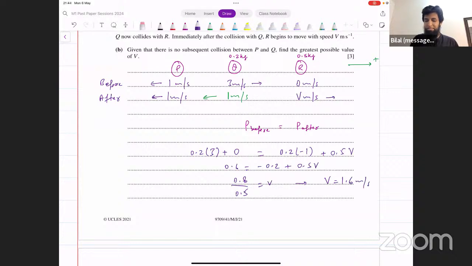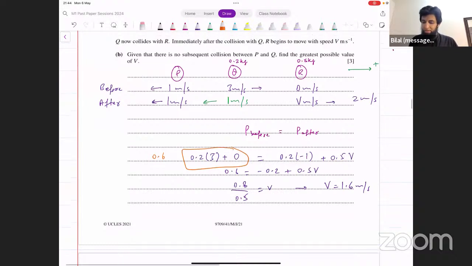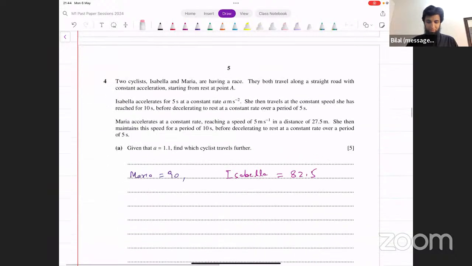If v was even slightly greater than this, if v was, let's say, 2 meters per second, you see, the total momentum has to remain the same. It's 0.6. Left-hand side is fixed. If we make this v bigger, this minus 1 will have to be even smaller. That means minus 2, minus 1 point something, and that will make it collide with P. So the greater this value of v is, the greater this number is going to be on the left side. Make sense? Yes, sir. So this gives the greatest value of v. Okay. Then you have this question number 4.